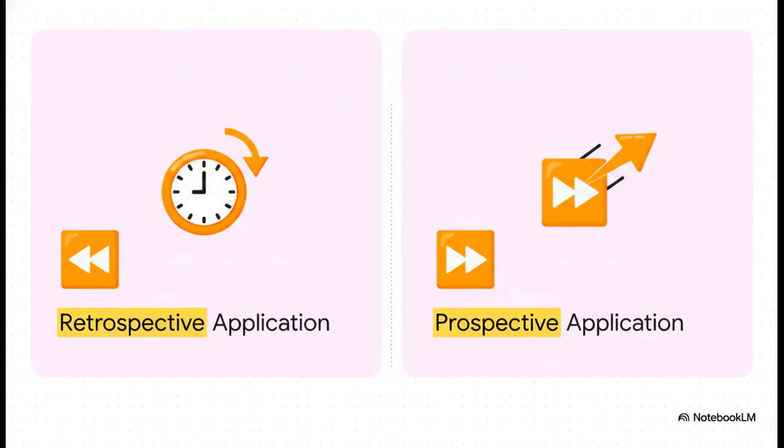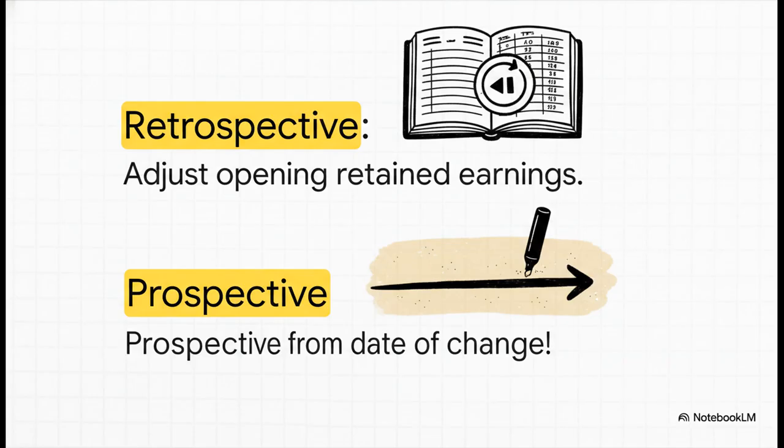This really illustrates the core battle of IAS 8, retrospective application versus prospective application. Basically, policies and errors look backward. That's retrospective. Estimates look forward. That's prospective. Let's break down the exact mechanical difference here so you don't drop any easy marks.